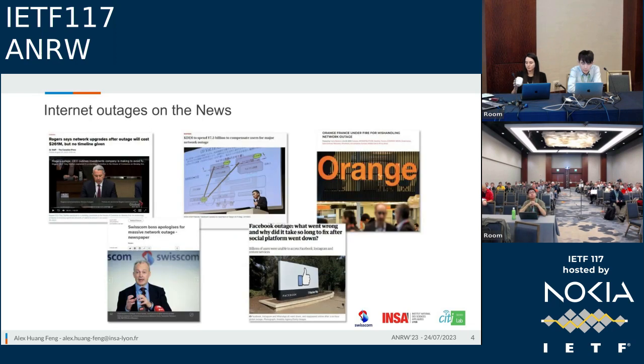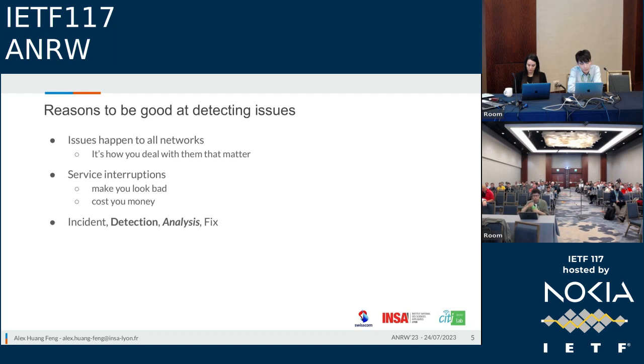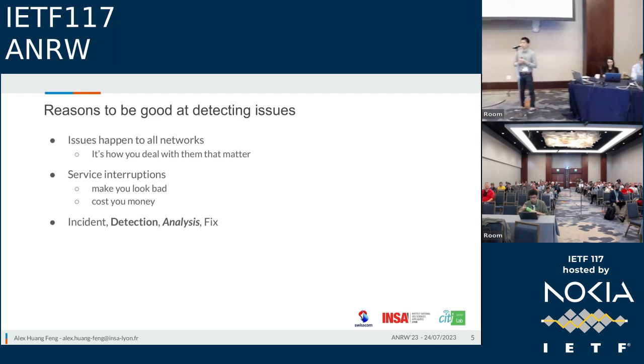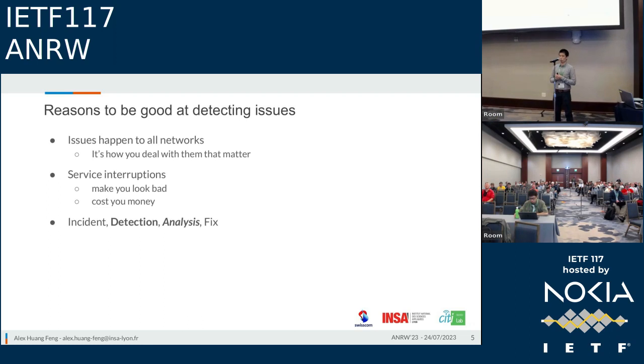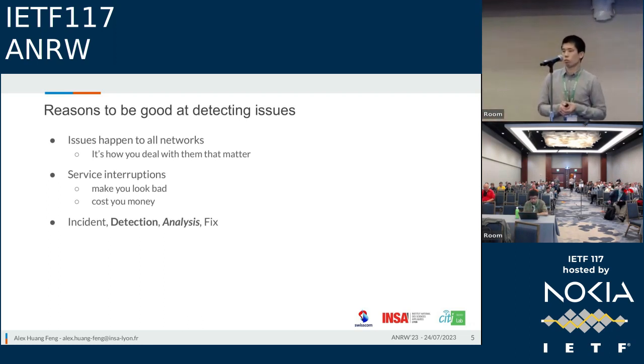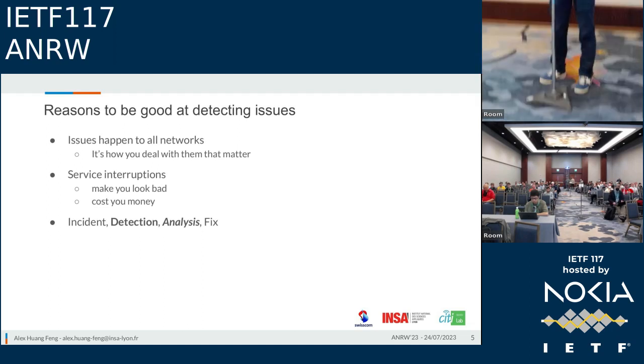So why is this important for ISPs? Because at the end, if you manage your outages badly and they last, you end up in the news. We all know that issues happen to all networks, but what matters for an ISP is how you manage them. These service interruptions, of course, make you look bad, but also cost you a lot of money. And that is why, in this project, we are focused on how to detect these anomalies at early stages and how to provide the necessary information for network operators to analyze the data, find the root cause, and of course, fix the issue at the end.